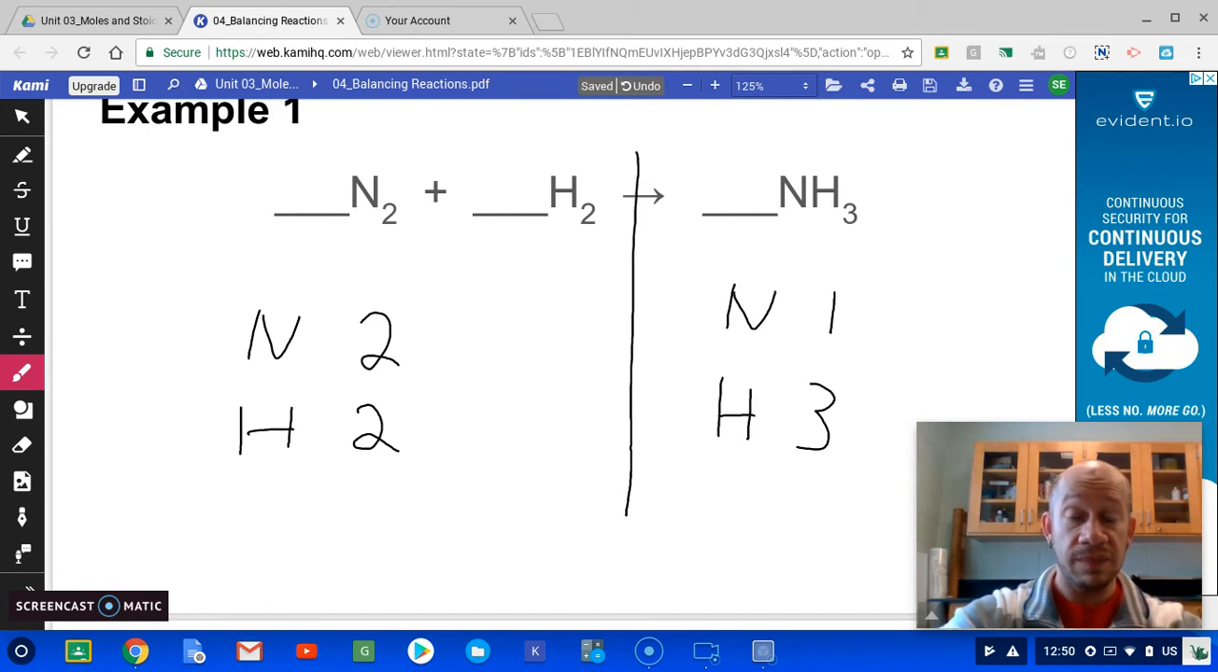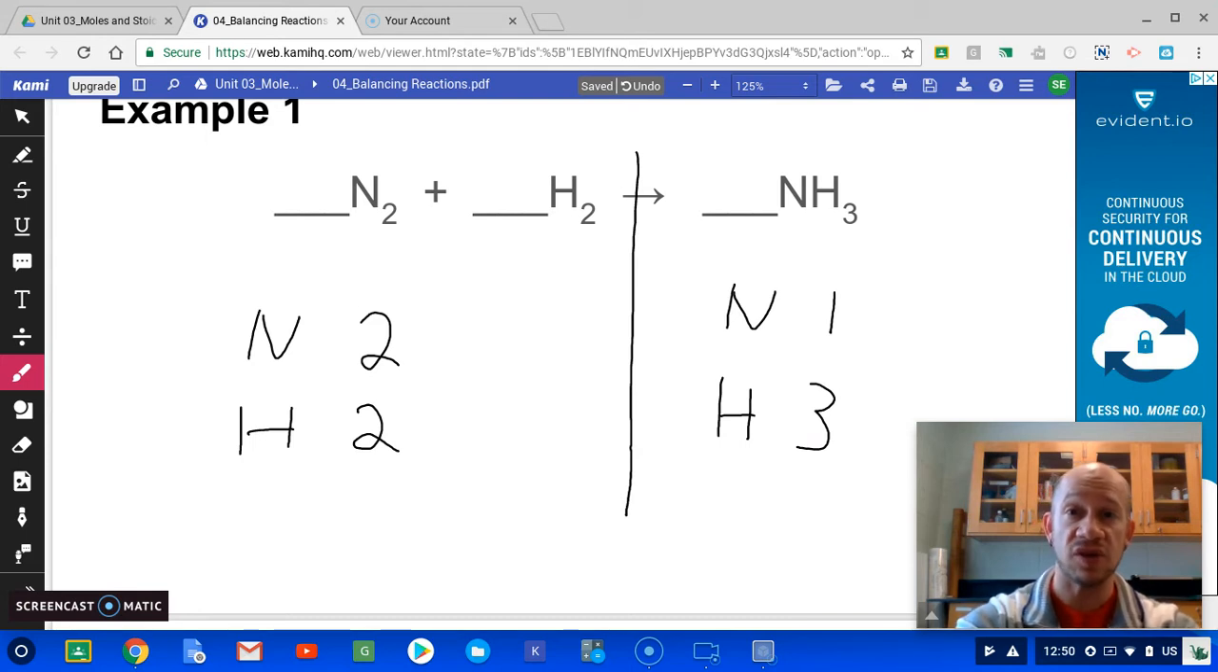So in order to balance this one, anytime I see a 2-3 split like this, the best way for me to start is to make both of those equal to 6. Because 2 times 3 is 6, and 3 times 2 is 6. Therefore, both of them will be equal.